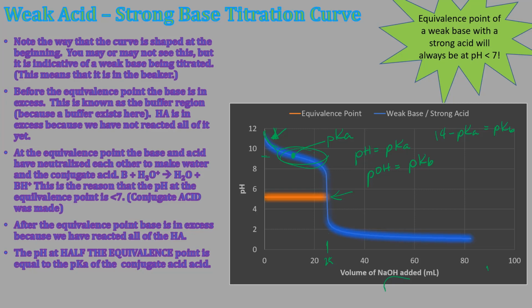And you find it the exact same way. But I know that this is going to be a weak base with a strong acid because of where the equivalence point is. Now, if your equivalence point is at 7, that means you have a strong acid, strong base, and all of this stuff doesn't matter because you're not going to have a buffer at all.